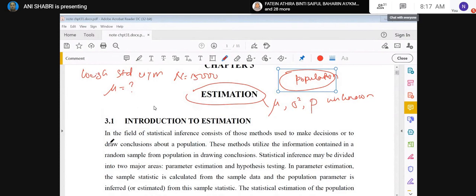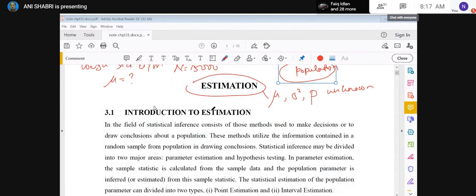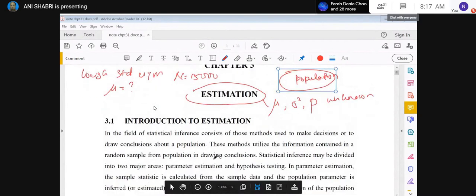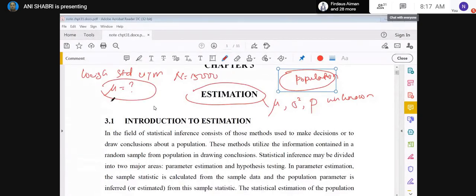For example, estimation has two types, point estimate and interval estimate. For point estimate, for example, we don't know the variance, but we can estimate the mean. In this class there are about 60 students. From the students, I can calculate their mean. For example, I can get a mean of about 62 kilograms.